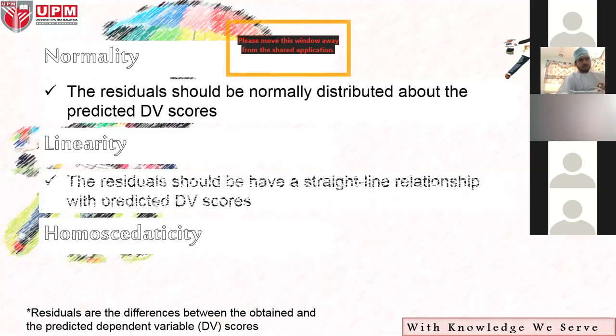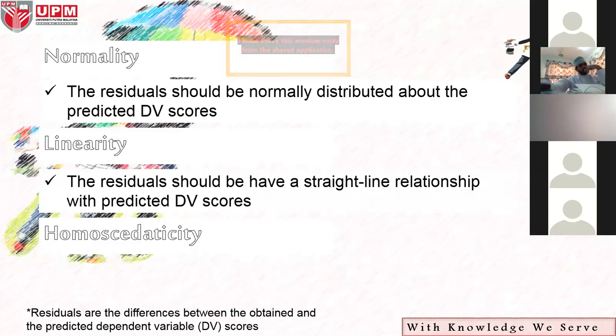And then in terms of linearity, the residuals should have a straight line relationship with the predicted DV score. So this one you can check from the scatter plot. You can check from the scatter plot when you come up with the best fitted line, meaning that you can prove the relationship of the linearity.